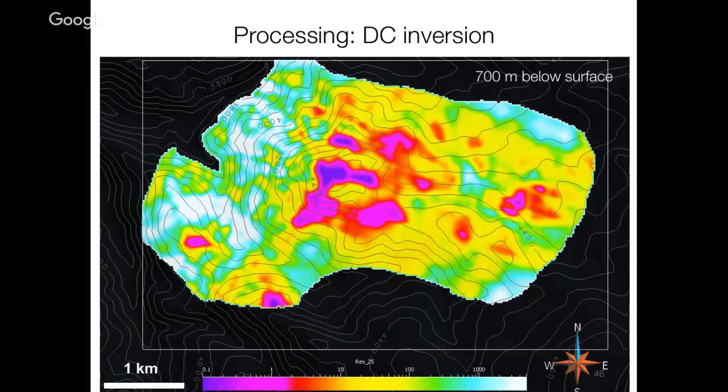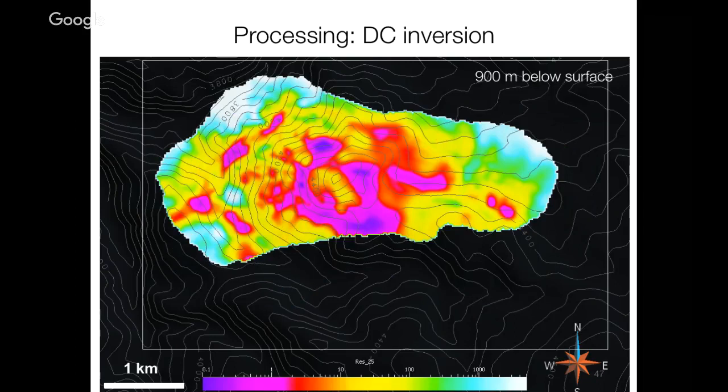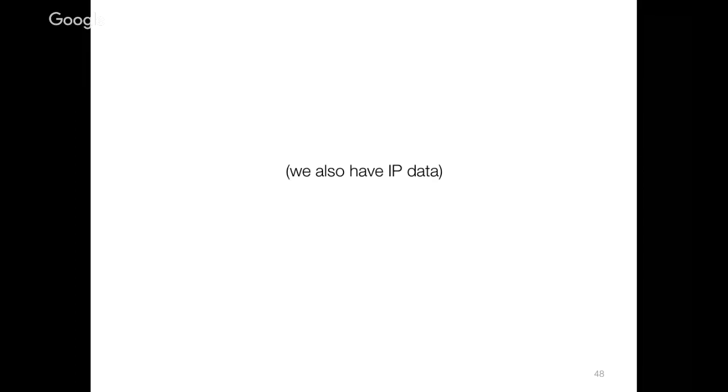If you look at the electrical resistivity at 700 meters, you can see that there's kind of an interesting geometric shape here. It's kind of a circular pattern here. So this is the highly conductive region. And at 900, there's a circular pattern here. It looks like there might be another ring in here. So that's something you get from the DC.